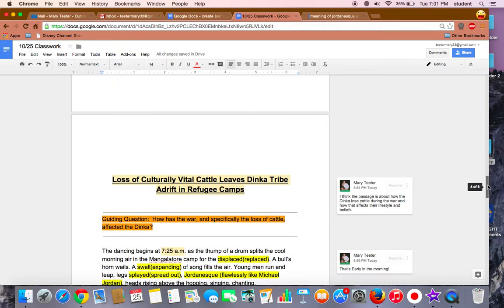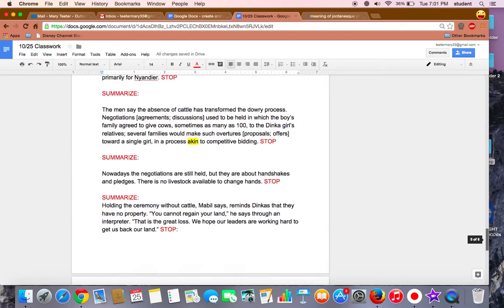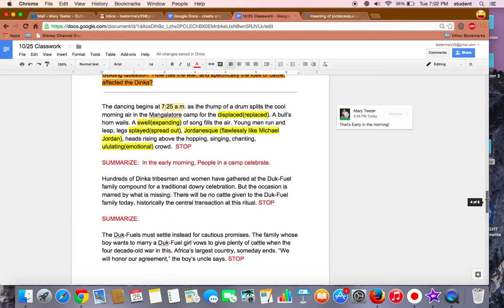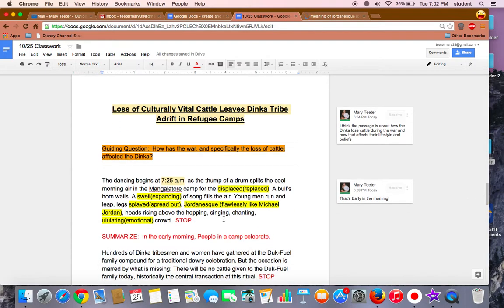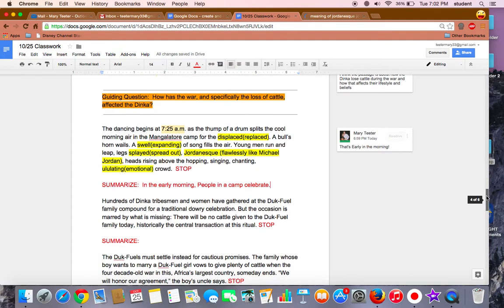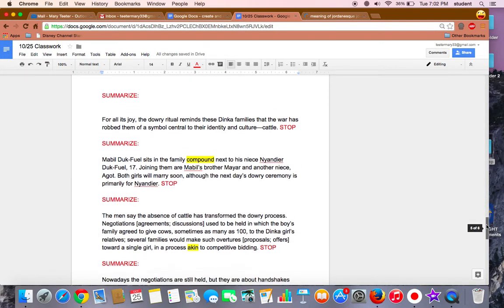What you would do is you would go through the entire excerpt or article, and you would do that with every paragraph so that eventually you would be able to summarize the entire article to give you a better understanding of it. And you would also be able to answer how the war has affected the Dinka. What I just read is kind of a brief introduction, so it doesn't give you a lot of that information, but later on it would. So if you read forward, you would be able to see each of those things.